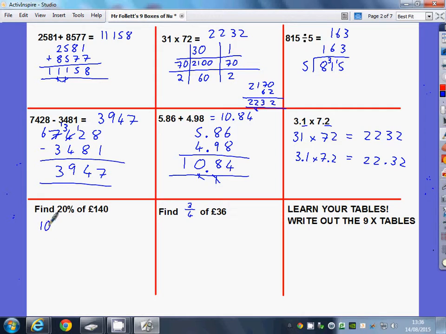Find 20% of 140. Well, 10% is 14. So 20% must be double it, so it must be 28. So the answer is £28. Do not forget your units.